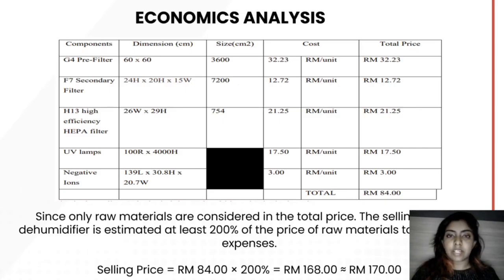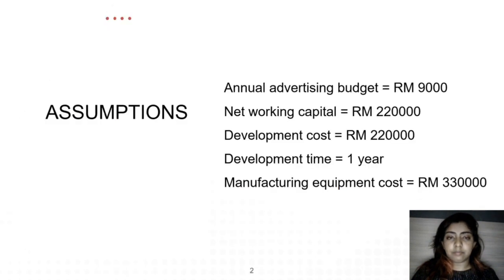Now let's have a look at the economic analysis. This table below shows the cost of raw materials of the dehumidifier as utilized and shown in chapter 2. Since only raw materials are considered in the total price, the selling price of the dehumidifier is estimated at least 200% of the price of the raw materials. Therefore, the selling price was calculated and estimated to be 170 ringgit.